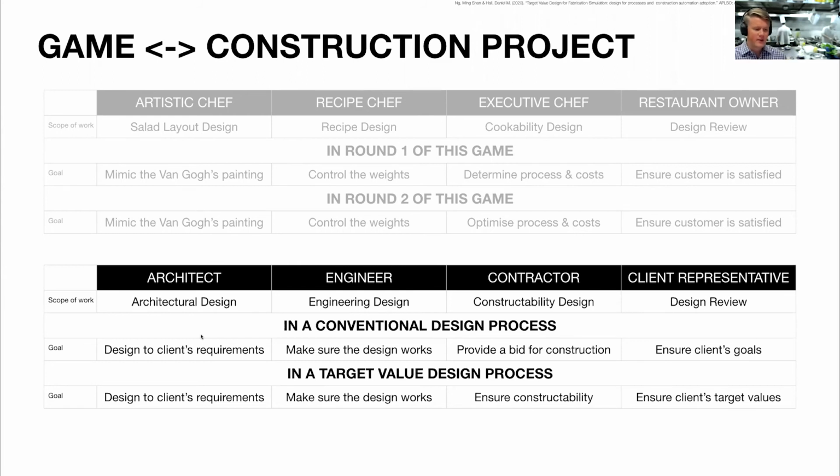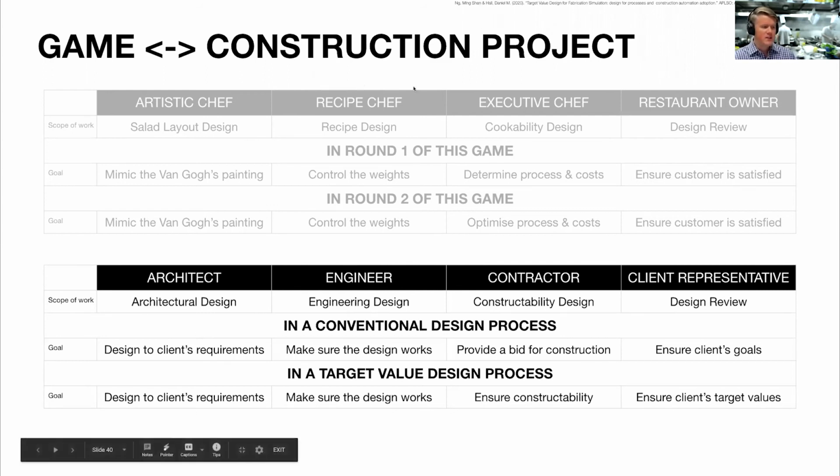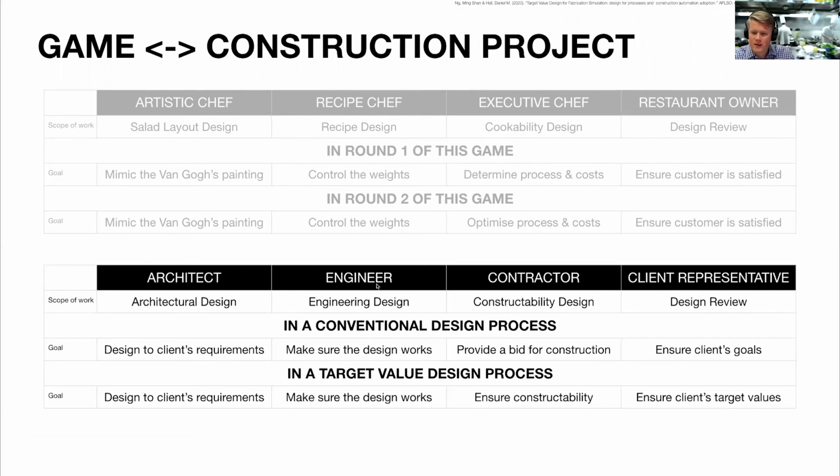And in a target value design, it's the same. They're still trying to look out for the design quality. They're just doing it now in a more integrated way. The recipe chef is kind of like the engineer. So you can think of it as a structural engineer or another engineer.